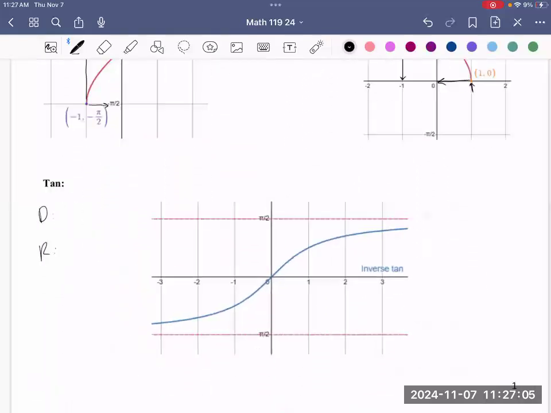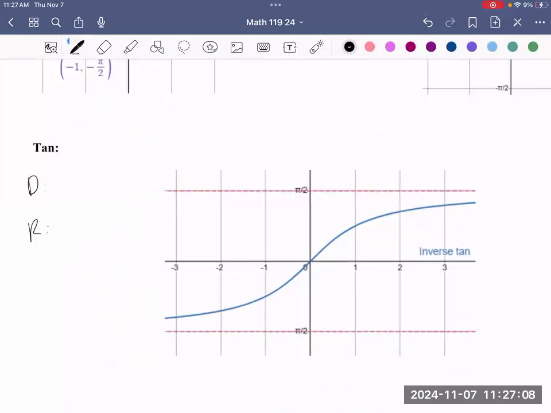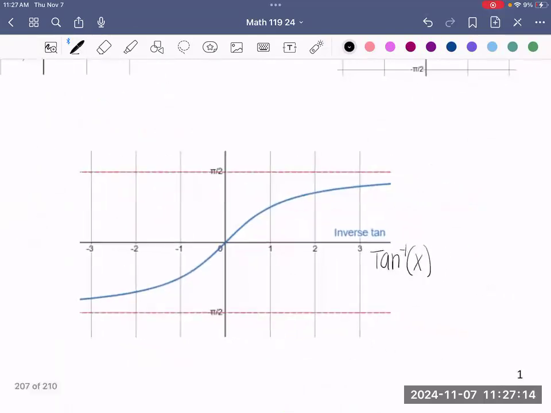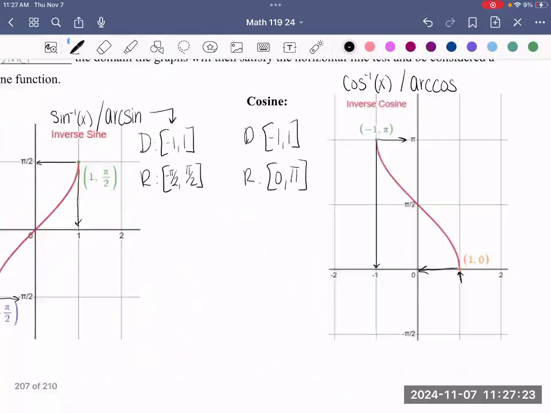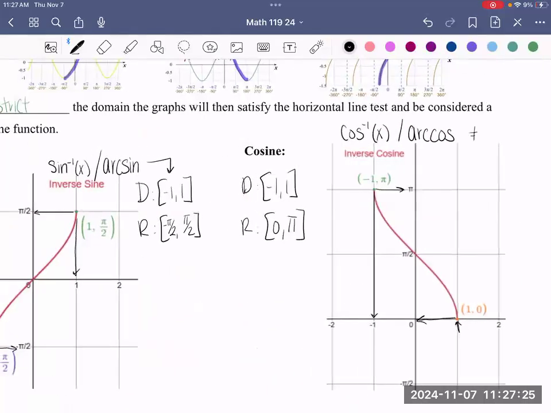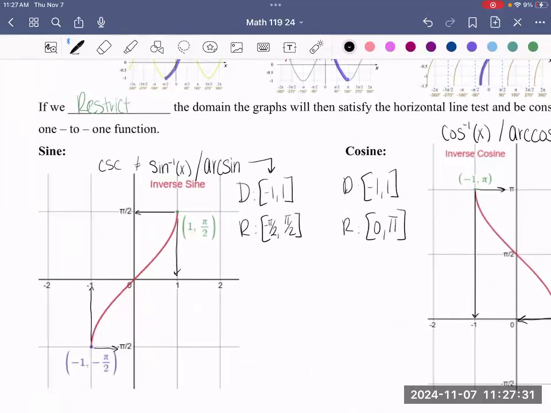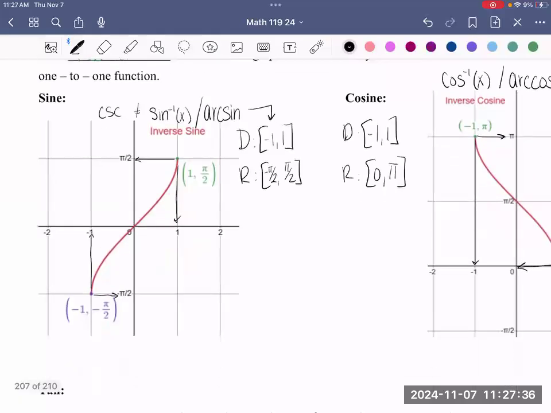Let's do it again with your inverse tangent. We can say this is tangent inverse of x, or we can write arc tan or arctangent. Again, these are not the same as cotangent or secant, and definitely not the same as cosecant. So these are definitely different than your reciprocals, as we've talked about before.